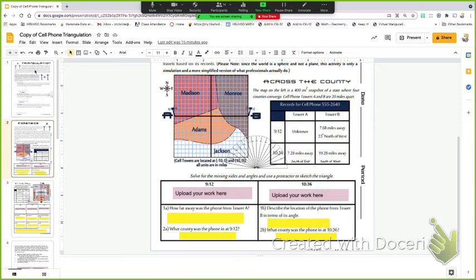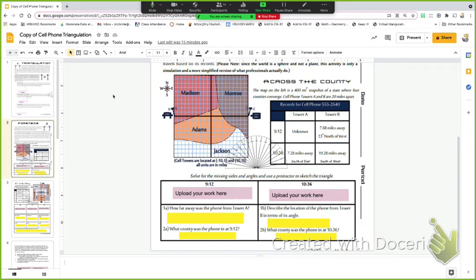All right, so let's talk about this one. This is where it's important to draw it to scale. Okay, so let me hit resume here. You've got this county. So you've got 4 counties here. You've got Jackson County, Adams County, Monroe County, and Madison County. And you've got 2 cell phone towers, A and B.